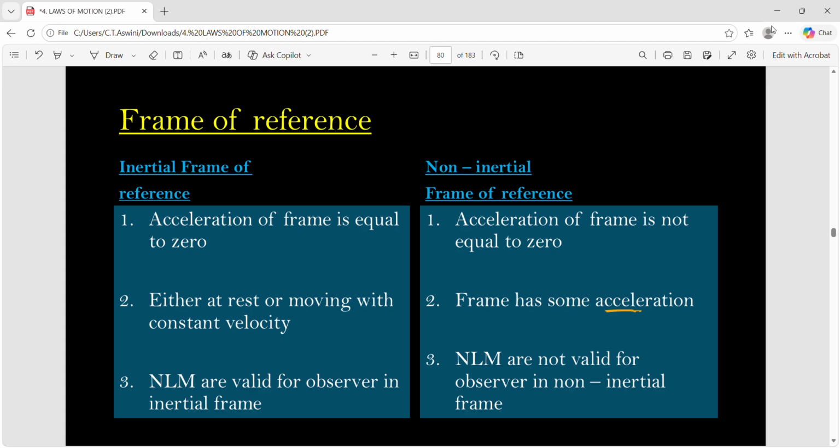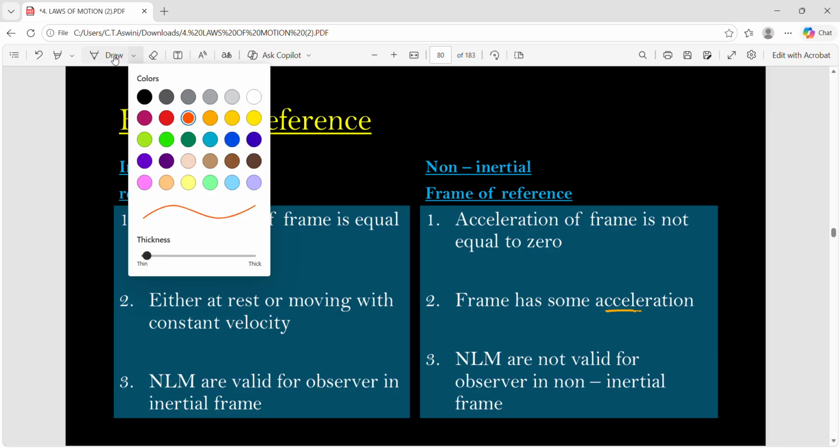So I hope you are clear with today's discussion. So let's jump into the topic. Any idea about this frame of reference? What is this frame of reference?